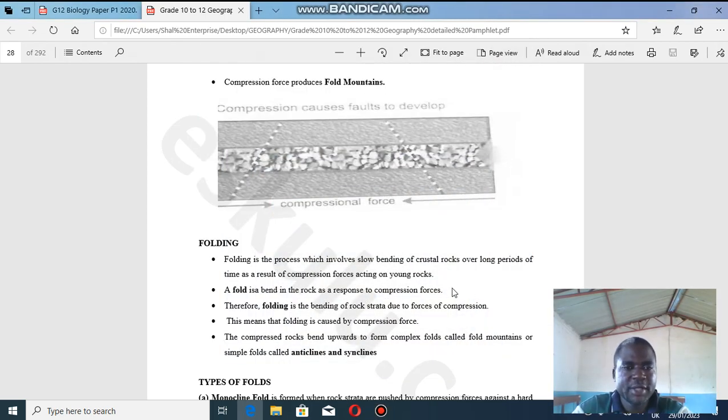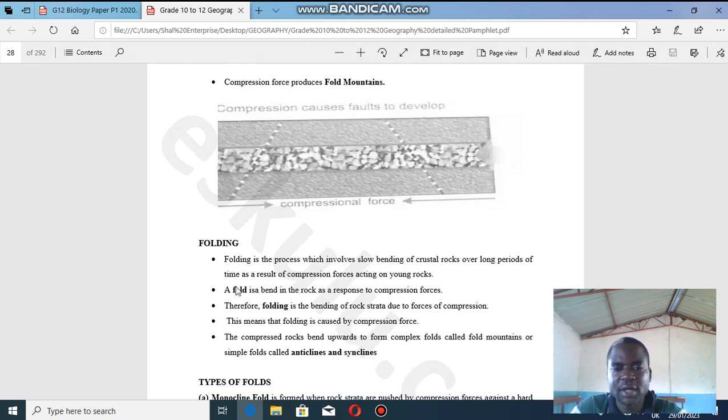Welcome back. So we are saying that a fault is a bend in the rock in response to compression forces. So therefore faulting is a bending of rock strata due to forces of compression. Sometimes they ask the question, which of the following forces are responsible for faulting? You need to choose compression forces. Compression forces are responsible for bending of rock strata.